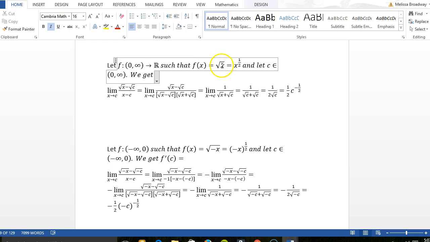Now remember, the square root of x is x to the 1/2 power. Commit that to memory. That's a handy thing to know. For example, the cube root of x would be x to the 1/3 power. The fourth root of x would be x to the 1/4 power. The fifth root of x would be x to the 1/5 power, and so on. Guys, commit that to memory. Those things are handy to know.